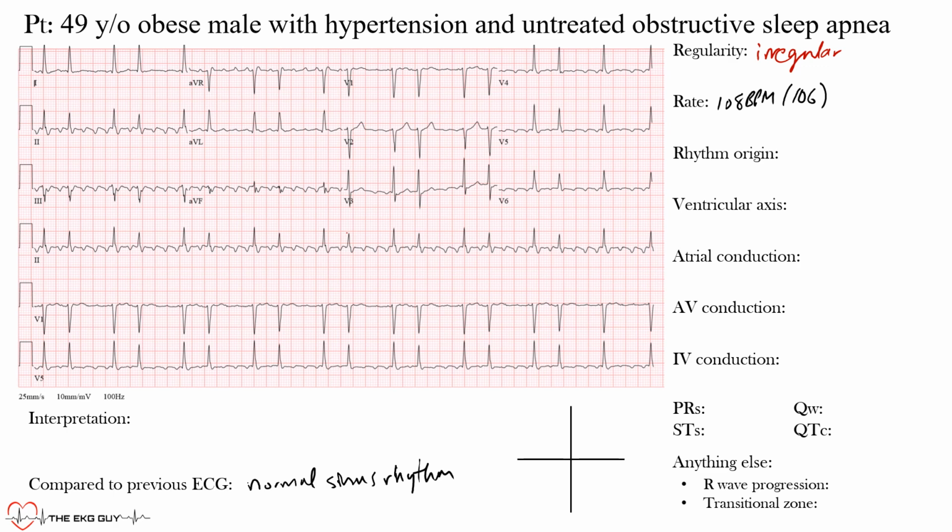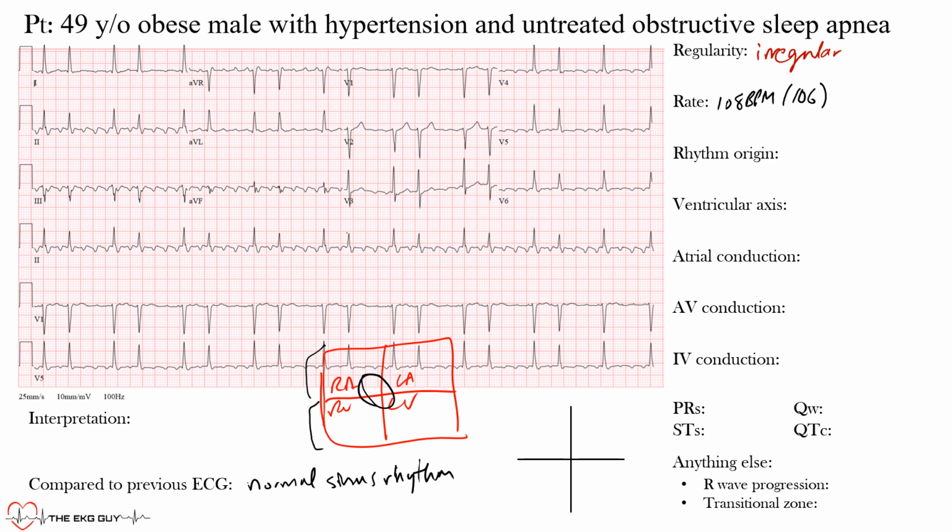Next we have the rhythm origin, meaning where in the heart is this rhythm originating from. In other words, this is our heart here. We're asking ourselves, this would be the right atrium, right ventricle, and left ventricle. Is it arising from somewhere here in the atria, or the ventricle, or is it somewhere in this region here, the AV junction? That's pretty much the main thing I'm asking myself. So let's go through this.